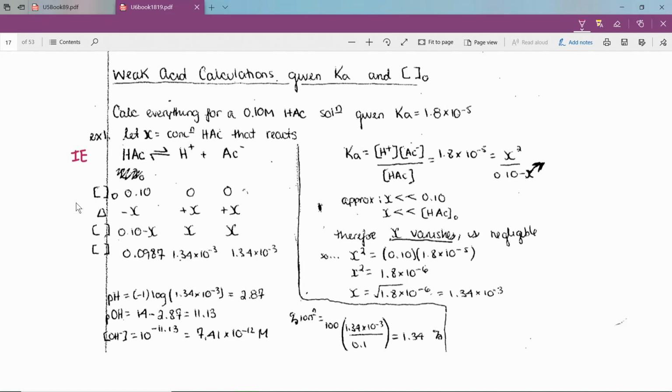In this chapter, HAC goes to H+ plus AC-, that is the ionization equation. Some books write this equilibrium arrow more dramatically, with the longer line pointed to the left to show that not much of the acid actually ionizes.